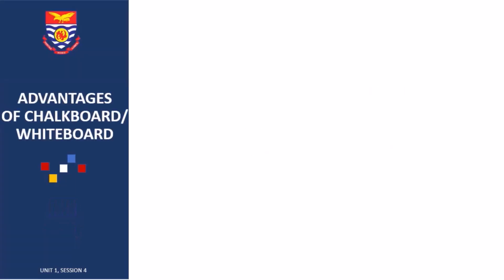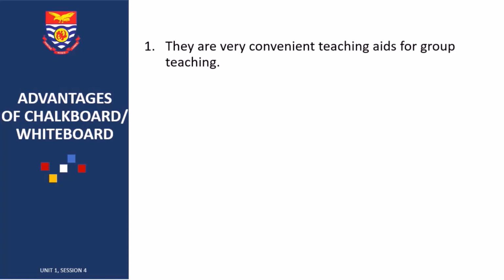Let us look at the advantages of a chalkboard or whiteboard. They are very convenient teaching aids for group teaching. This is because it allows the teacher to display information to a group of people at a time. The teacher does not need to repeat the same information over and over again. It affords a group of learners to easily view information that the teacher wishes to transmit.